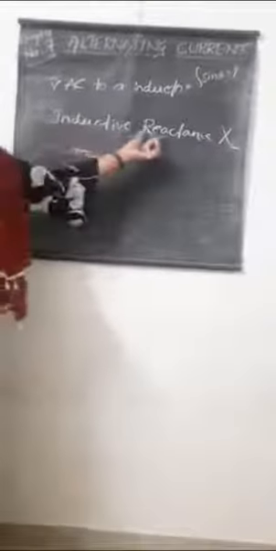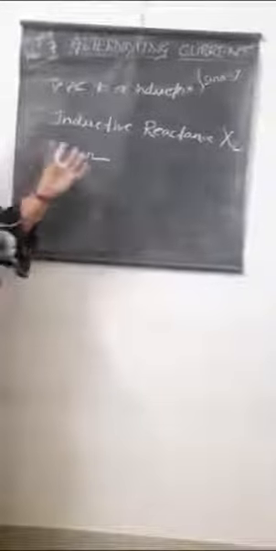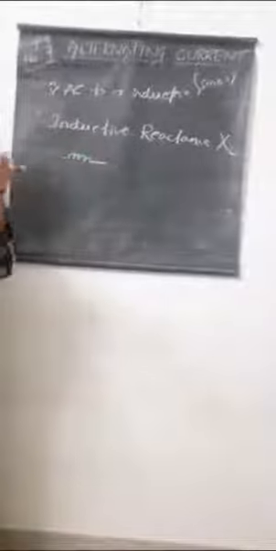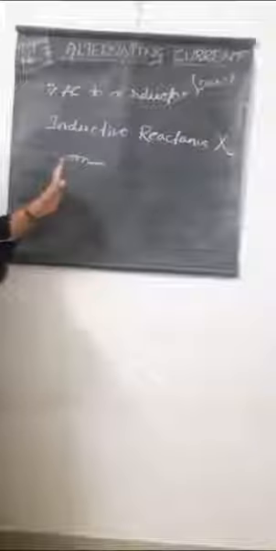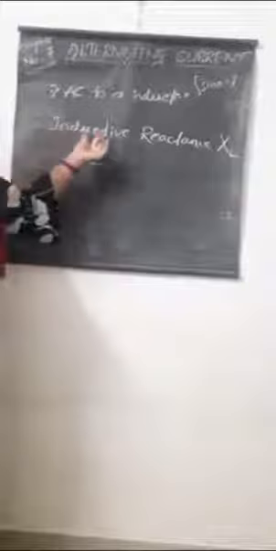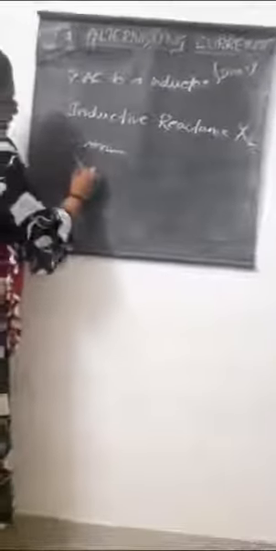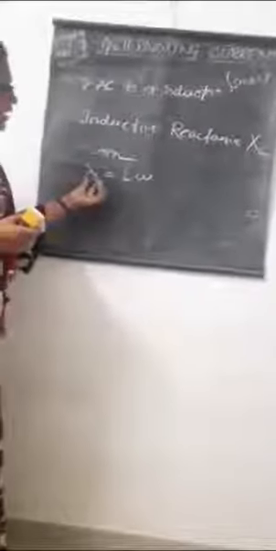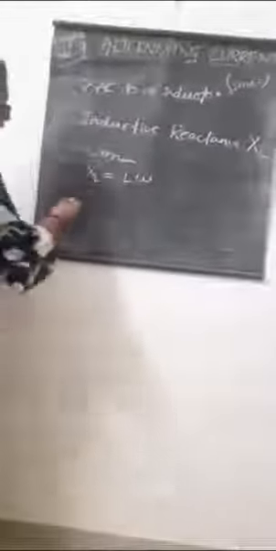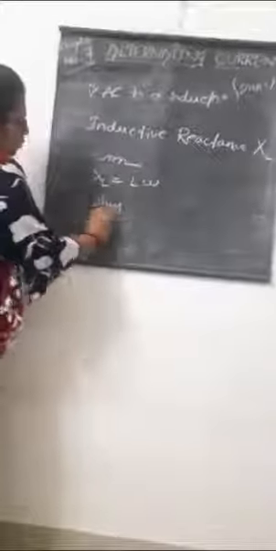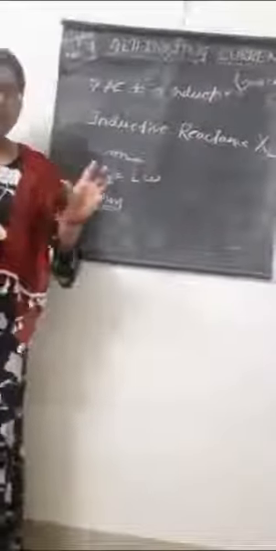Understood? Inductive reactance is nothing but what? An effective opposition offered by the inductor to the change in current in a circuit, and I will represent it as XL, that is L into omega. So this XL is called inductive reactance and its SI unit is ohm. So this is all about an alternating source connected to an inductor.